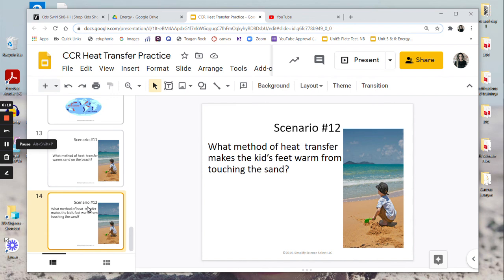Scenario number 12. What method of heat transfer makes the kid's feet warm from touching the sand? Okay, the kid is touching the sand, so his feet are in direct contact with the sand, making that heat transfer conduction. Okay, just to review, make sure you know conduction is through direct contact. Convection is from warm objects rising and cool objects sinking, and then radiation is not through direct contact.